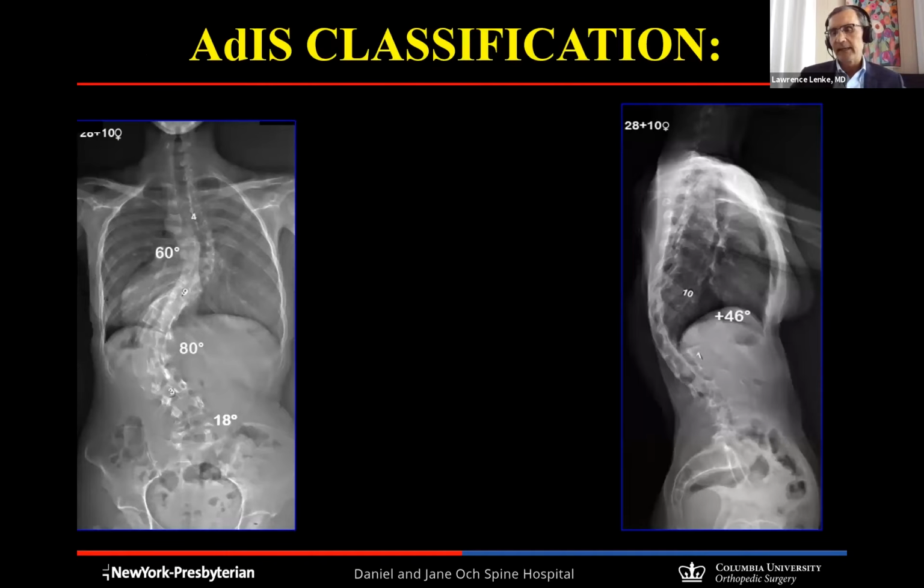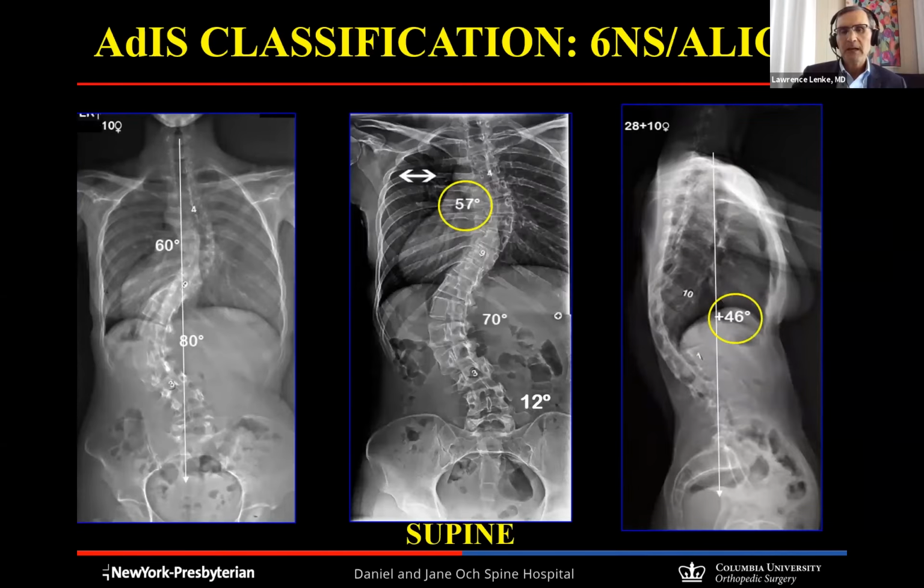Let's go through some cases to highlight how we use this system to both classify and treat ADIS. So here's a young adult who has a 60-degree thoracic, 80-degree lumbar, and 18-degree lumbosacral curve on standing images. She has a thoracolumbar rotatory kyphosis of 46 degrees in her sagittal plane. Her supine AP image in the middle shows a residual supine thoracic curve of 57 degrees, which meets our structural criteria. Regardless, the thoracolumbar junctional kyphosis of plus 46 degrees meets our junctional criteria.